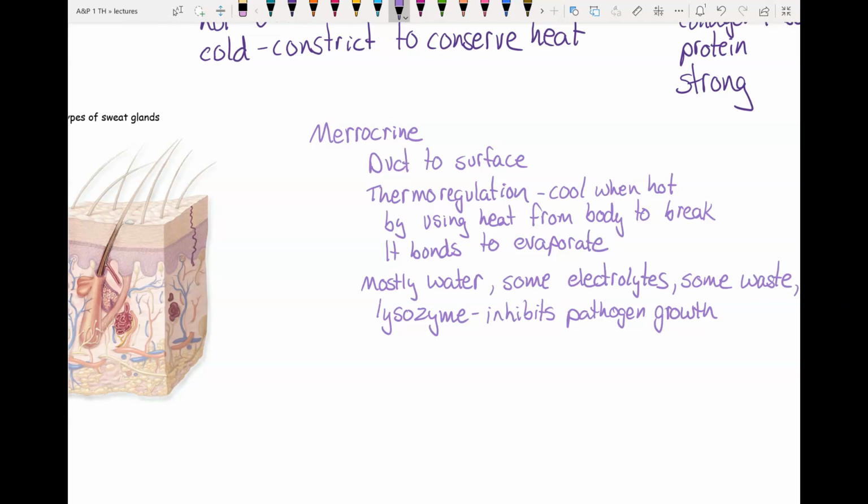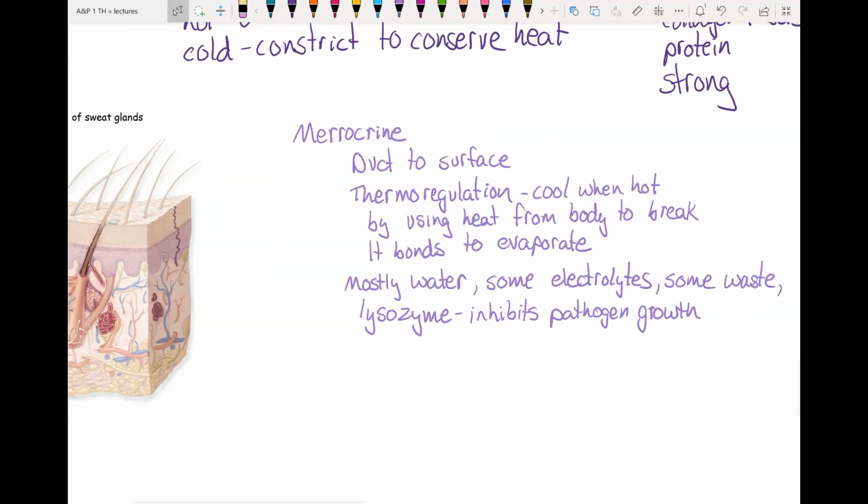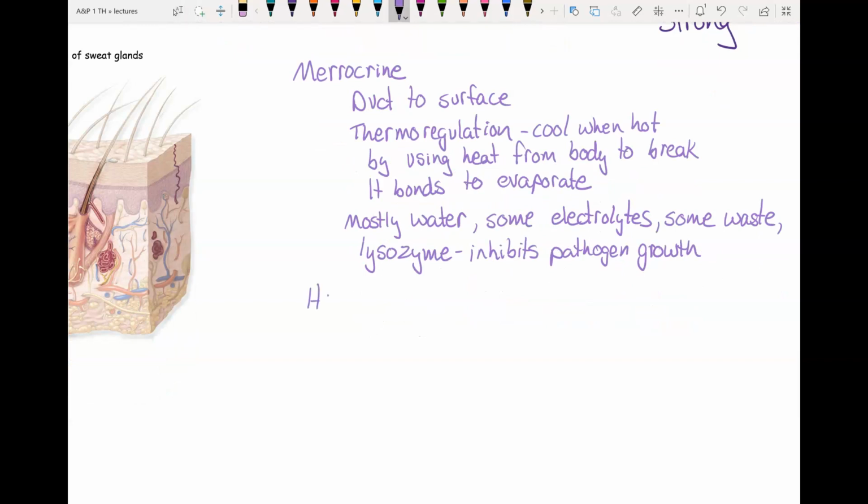So pathogens are germs that will cause disease. The world is full of germs. Not all of them make you sick. Pathogens are ones that will make you sick. So the lysozyme inhibits pathogen growth on your skin. And these sweat glands are found everywhere on your body, and you have lots of them. You have about 2 million of them. And they are all over your body. So every body part can sweat.